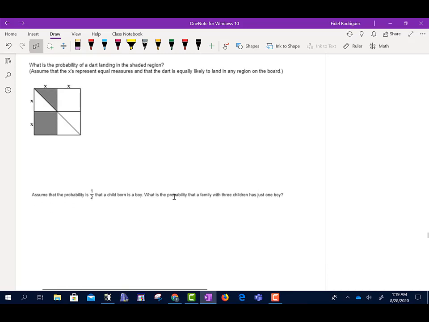Okay. Let's take a look here. It says, what is the probability of a dart landing in the shaded region? Okay. So again, what I want to do is make sure that this piece is cut up into equal portions. So guys, if we were to do this here and this here, then we could say 1, 2, 3, 4, 5, 6, 7, 8. This is cut up into 8 pieces. And out of those 8 pieces, how many of them are shaded? We would say 3 of them, right? 3 out of the 8.